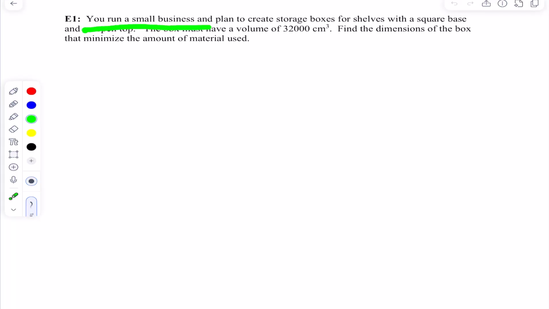Suppose you run a small business and you plan to create storage boxes for shelves with a square base and an open top. The box must have a volume of 32,000 cubic centimeters. Find the dimensions of the box that minimize the amount of material used.